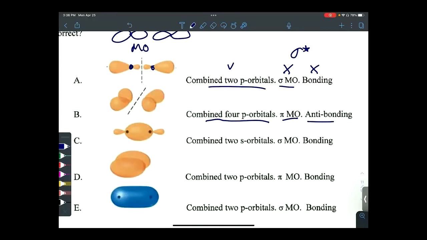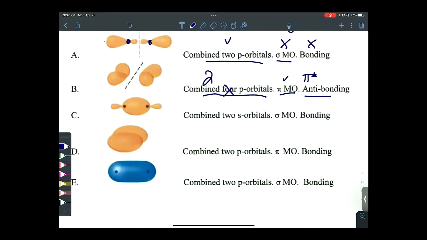So this 4 number is not correct. I think what they're trying to do is get you to think, oh, there are 4 lobes. It's not. This is the combination of 2 different p orbitals. Is it in a sigma fashion or a pi fashion? Pi, yeah, so this part is correct. Is it anti-bonding? Yeah, so it would be pi star. All right, let's keep going.